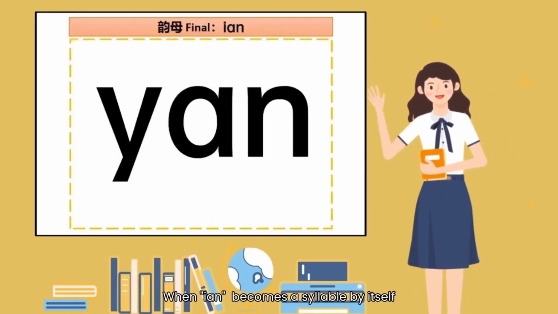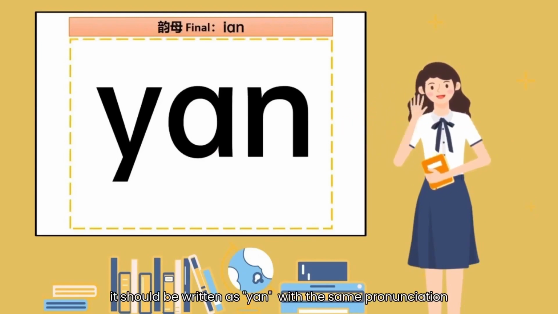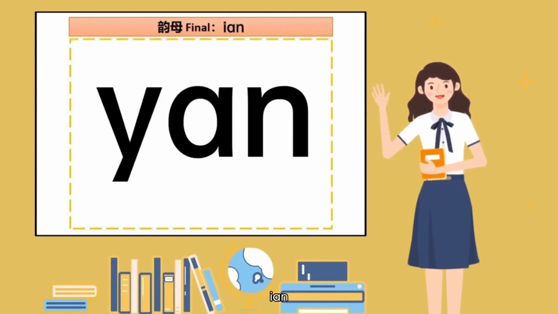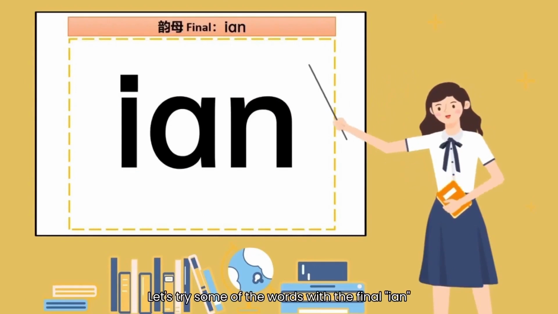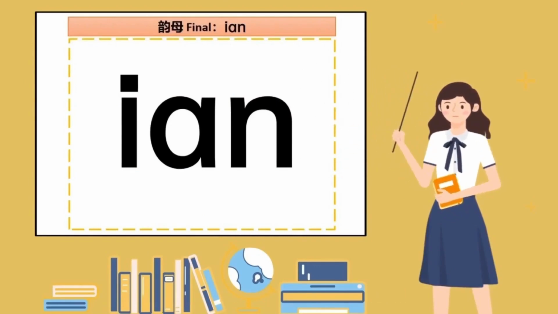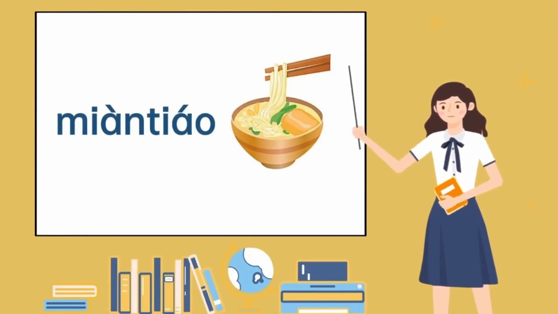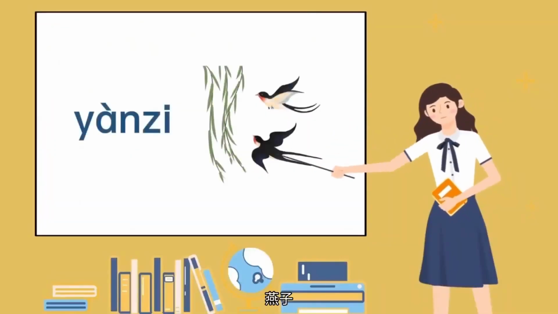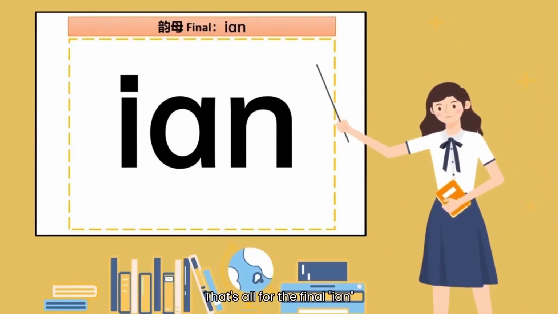Yan. When yan becomes a syllable by itself, it should be written as yan with the same pronunciation. Yan, yan, yan. Let's try some of the words with the final yan. 面条，面条。燕子，燕子。That's all for the final yan.